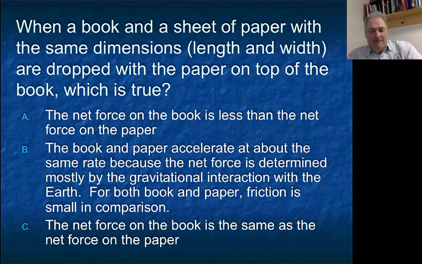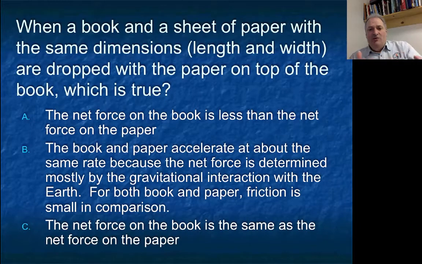That looks true. C says the net force on the book is the same as the net force on the paper. Well, C can't be true. Why? Again, it's Newton's second law. If the net force on the book and the net force on the paper were the same, then you would certainly expect the paper to accelerate faster than the book. But it doesn't. They accelerate at the same rate. Why would you expect the paper to accelerate faster? Because its mass is less. And remember, the amount of acceleration you get is inversely proportional to the mass.